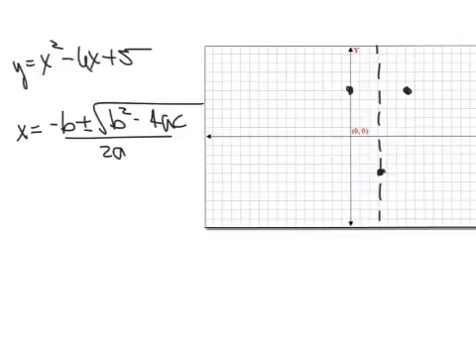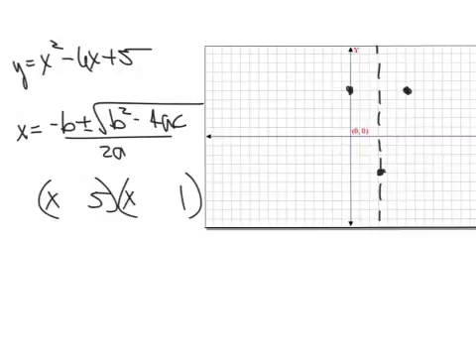In fact, this one here, before we do the quadratic, let's see if we can factor it first. Can we put an x there and a 5 there, and an x and a 1 there, and a negative, and a negative? Because negative 5 times negative 1 is positive 5. Negative 5 plus negative 1 is negative 6. So that works. So I didn't even have to do the quadratic.